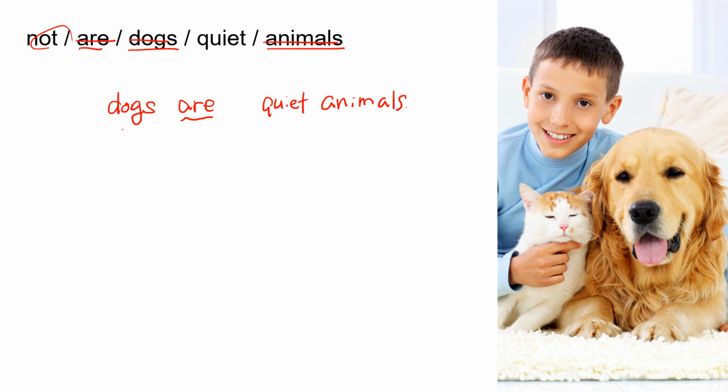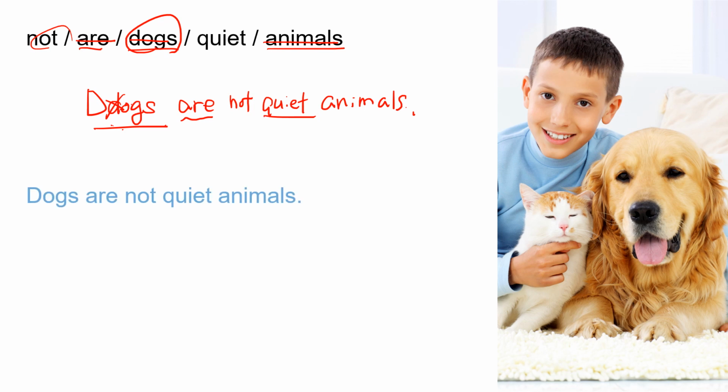But dogs are not. Dogs are not. So this one is the subject and then there's nothing. So we need to change this to a capital letter. Dogs are not quiet animals. Quiet, quiet. Dogs are not, aren't. So this one is a contraction, A-R-E-N-T, say aren't. Dogs aren't quiet. It is 2 syllables. Quiet, accent on the first syllable. Dogs are not quiet animals.